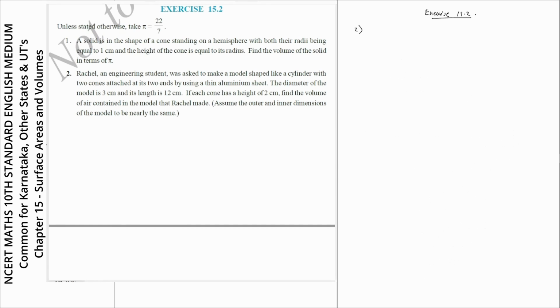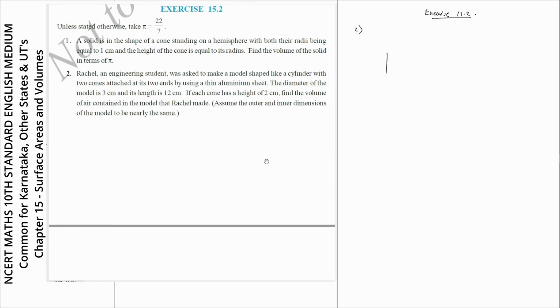Exercise 15.2, question number 2. Rachel, an engineering student, was asked to make a model shaped like a cylinder with two cones attached at its two ends by using a thin aluminum sheet. The diameter of the model is 3 cm and its length is 12 cm. If each cone has a height of 2 cm, find the volume of the air content in the model that Rachel made. Assume that the outer and inner dimensions of the model to be nearly the same.